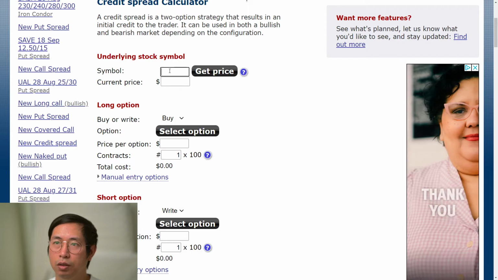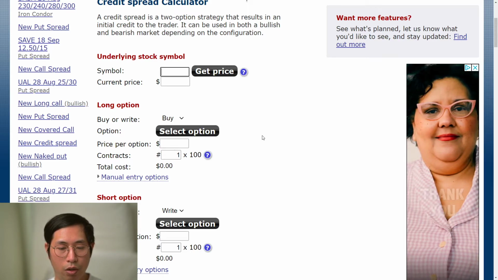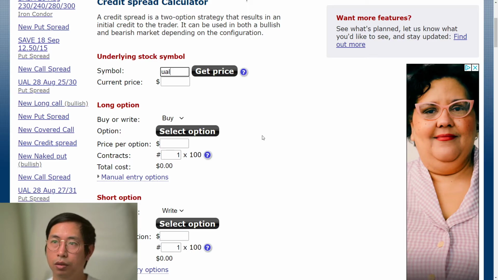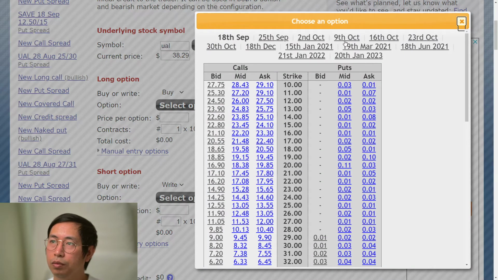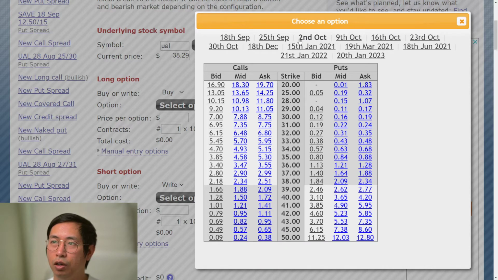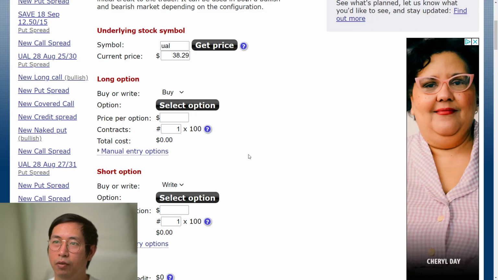All right. So, for example, United Airlines, right? UAL. Get the price. Let's see, we pick the 2nd of October. So October 2nd is the expiration date. Remember, we're doing a put credit spread. So let's say that we think it's going to stay above $31 on October 2nd. We're going to sell... Oh, whoops, it's out of order.